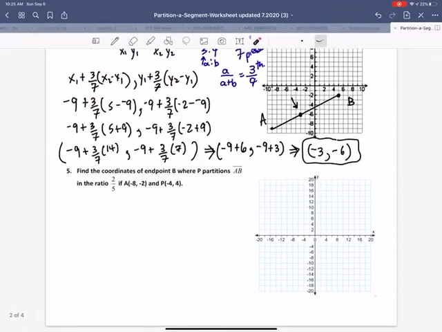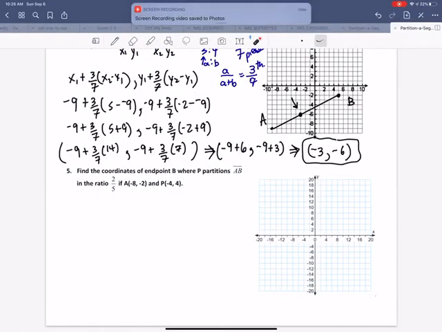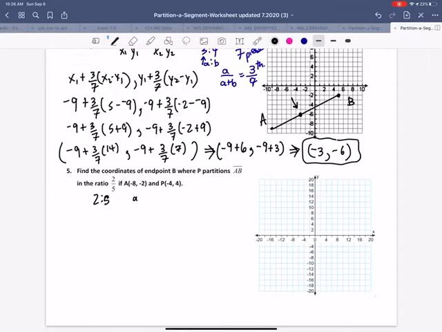Okay, so it says do the ratio 2/5. So that's the same as saying like this. So that would be 2/7. So we want to go 2/7 of the way there.